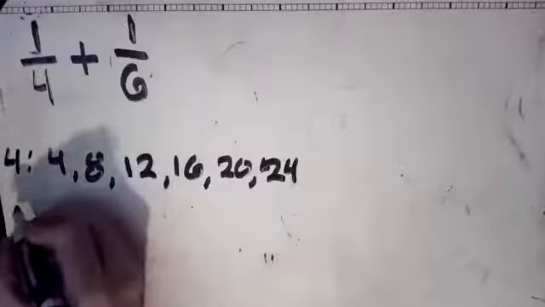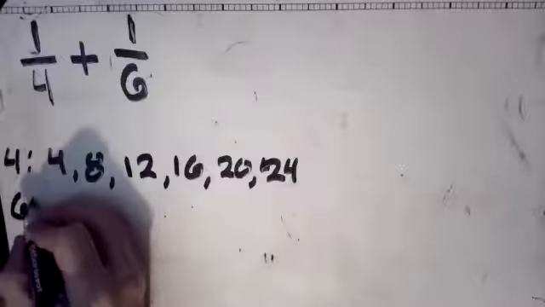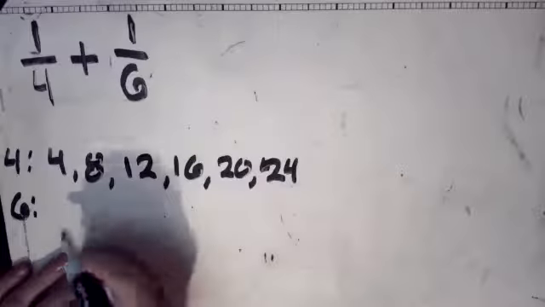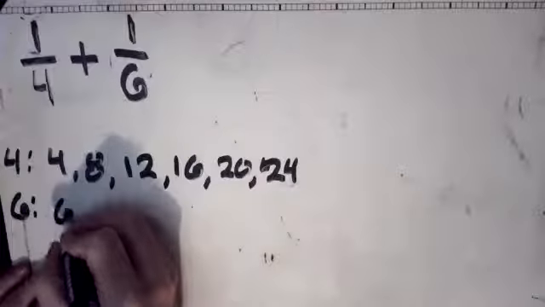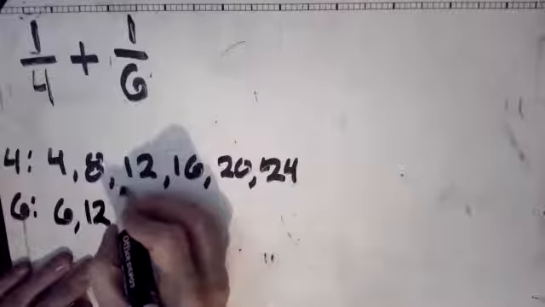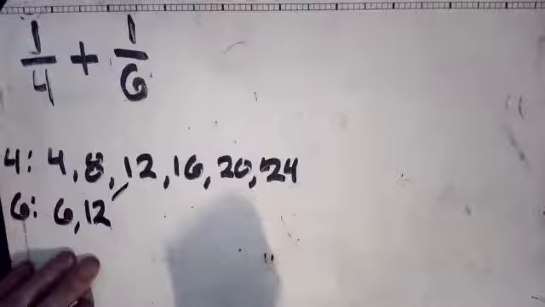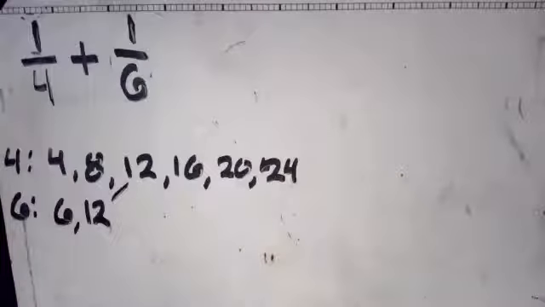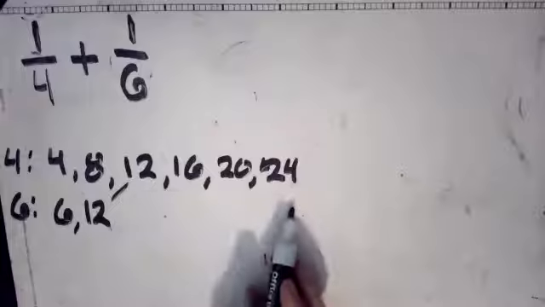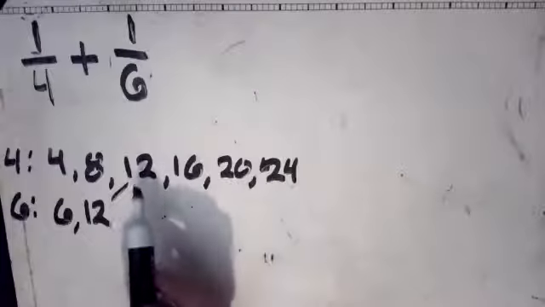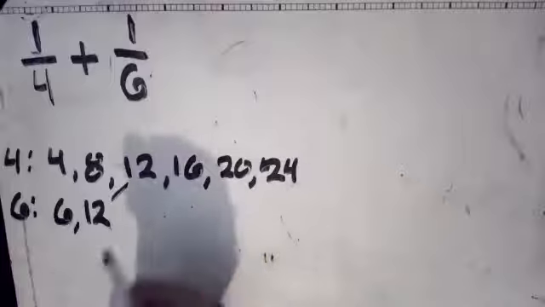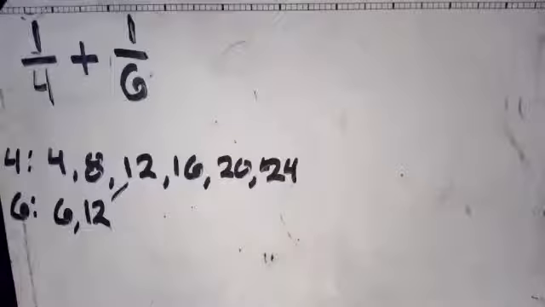Now I'm going to look at my multiples for the number 6. And I'm going to stop the first time I see a connection. So it goes 6, 12, and look at that. I can stop right there because both of them go into 12. So this is my lowest common denominator. They both go into 24, but it takes a lot more to get 4 into 24 than it does to get 4 into 12. So here I found my lowest common denominator.